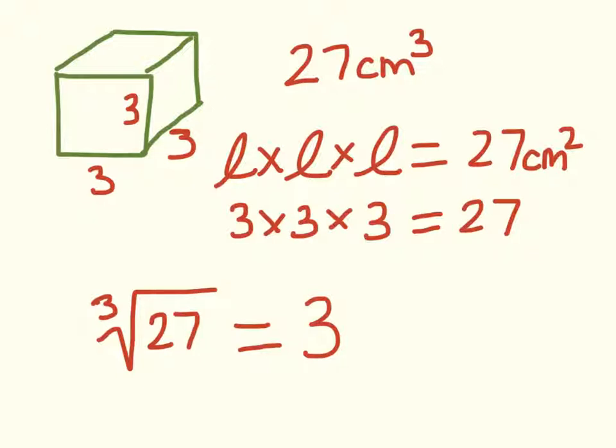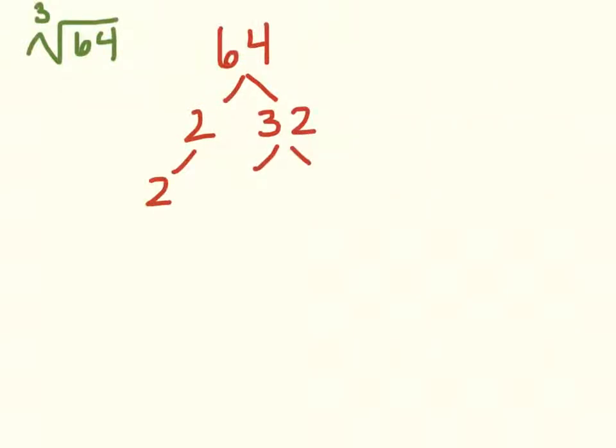Okay, let's try another technique for finding the cube root. Just as we did with finding square roots, we can use prime factorization to help us find a cube root. So let's find the cube root of 64 following prime factorization. So 64, let's see, we would go to 2 and 32. Bring down our 2. The least prime factor of 32 is 2, which leaves us with 16.